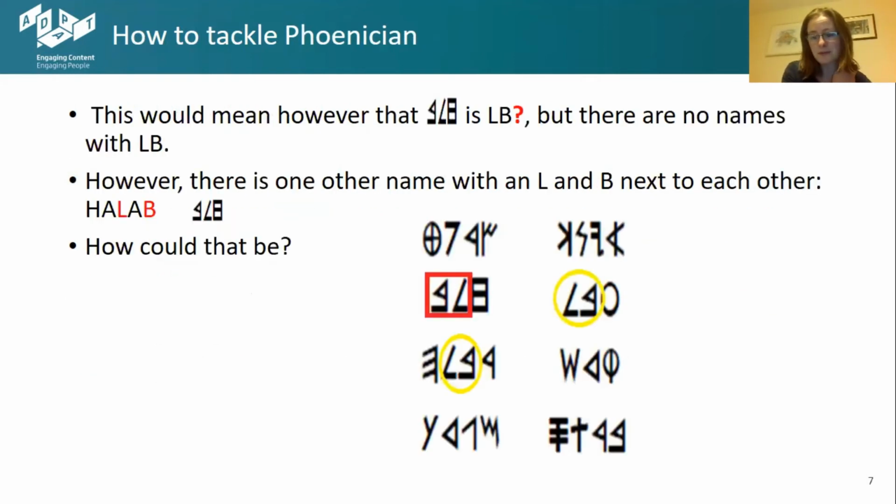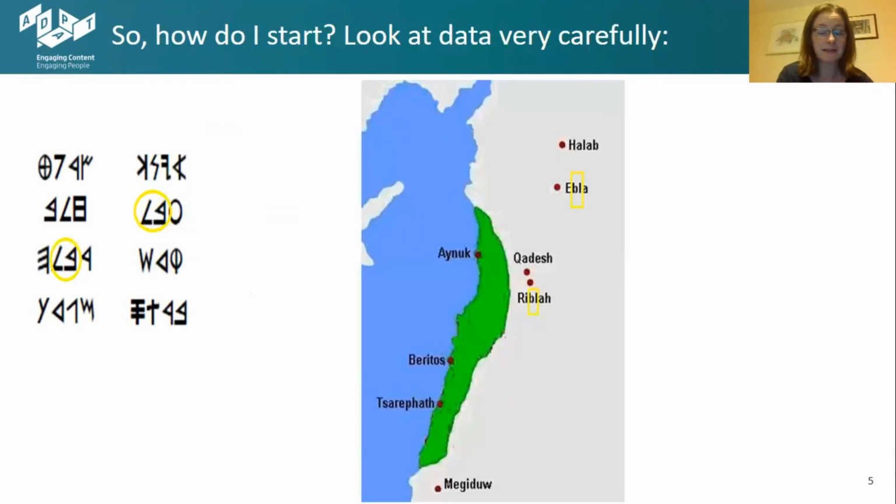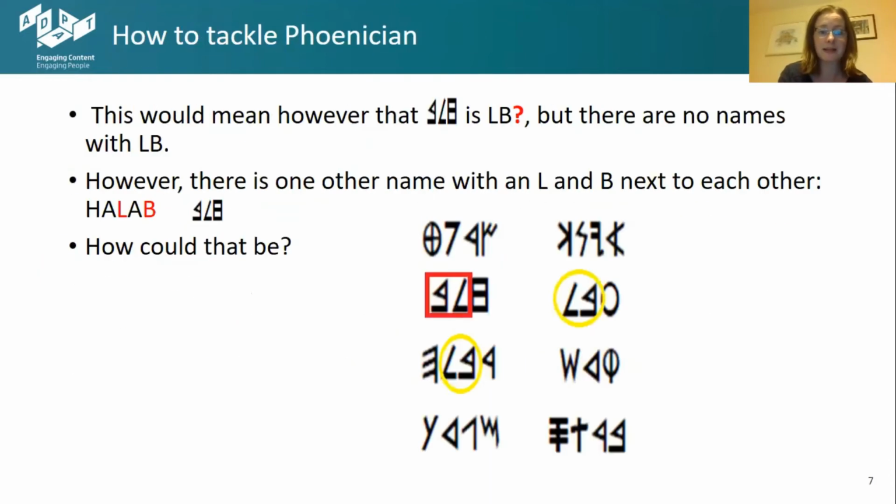When we look back at the data again to try to find B and L, we can't find them repeated in that pattern. We'd be looking for something like this Gulf flag and the L, and this character that looks like an 8, would be LB something. But there are no other names with LB like that. If we really look at the data very carefully, we see that there is actually one other name which has L and B next to each other, and that's in Halab. You can see the Gulf flag, the L and the 8, but they are in the opposite direction.